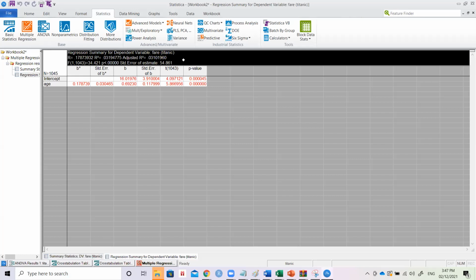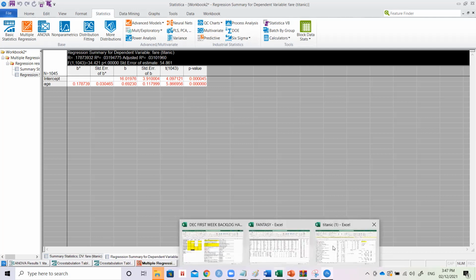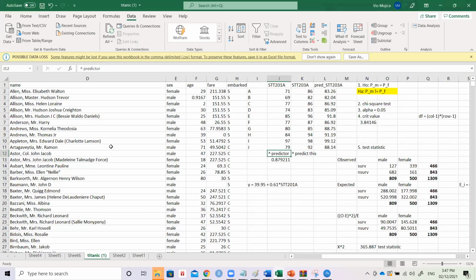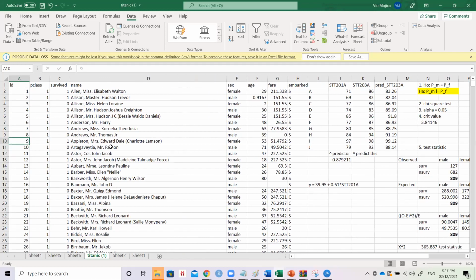Baka masyadong mabilis. Tanong ba? Questions, guys? Excuse me, how do you suggest we prepare for the quiz, even though we can use our references and calculator and whatever? Ano ba ito? You can play with the Titanic dataset. Actually, that's the best way you can prepare for the exam, kasi that's exactly what you're gonna do.